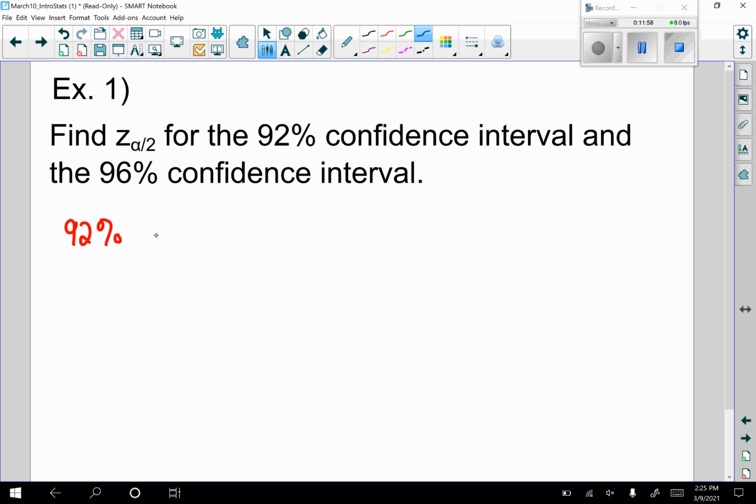Remember, this is the area in between, so the area left over is going to be 8%, but then we need alpha over 2, which is going to be 4%. So that's what we type into our calculator. We go menu 553, type in 0.04, and we would write this as z sub alpha over 2. We just want the positive value of this. We should be getting a 1.75.